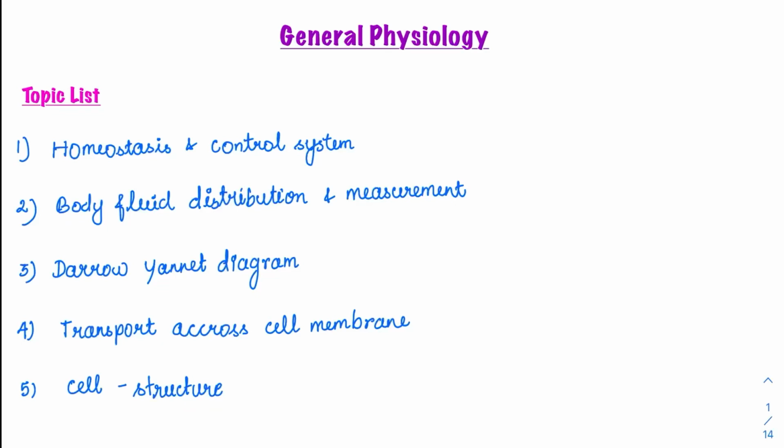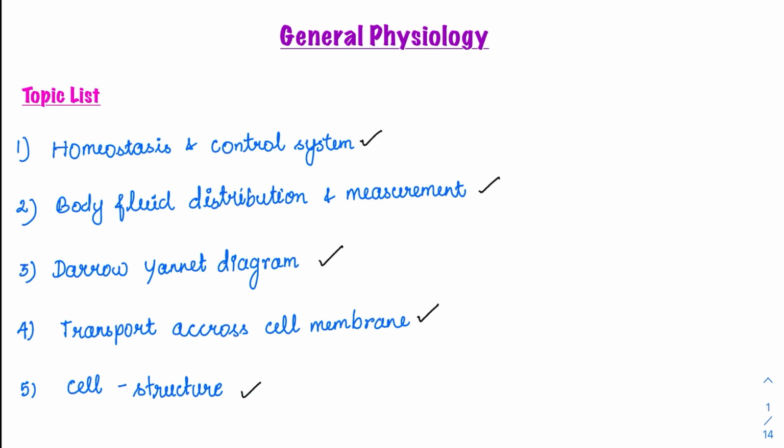Hello students, today we will be discussing general physiology. In general physiology, this is the topic list. First we will be discussing homeostasis. It is not hemostasis, it is homeostasis, and the control system. Next, blood fluid distribution and measurement. Next comes the Darrow-Yannet diagram. Then transport across the cell membrane, and finally the cell structure and some of the other cell connections also we will study.